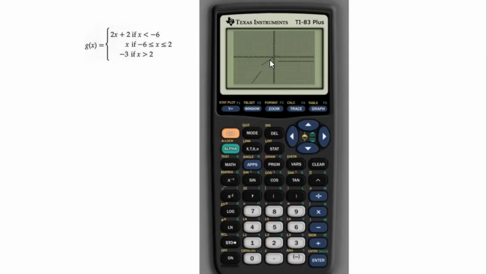Okay, so now we can actually see these 3 pieces here. We have this first piece, which is for when X is less than -6. This actually keeps going towards negative infinity for X. We have this other piece here, which is from -6 to +2 for X. And then we have this piece here, which is from 2 towards positive infinity. So that is how we can graph a piecewise function in the TI-83 calculator.